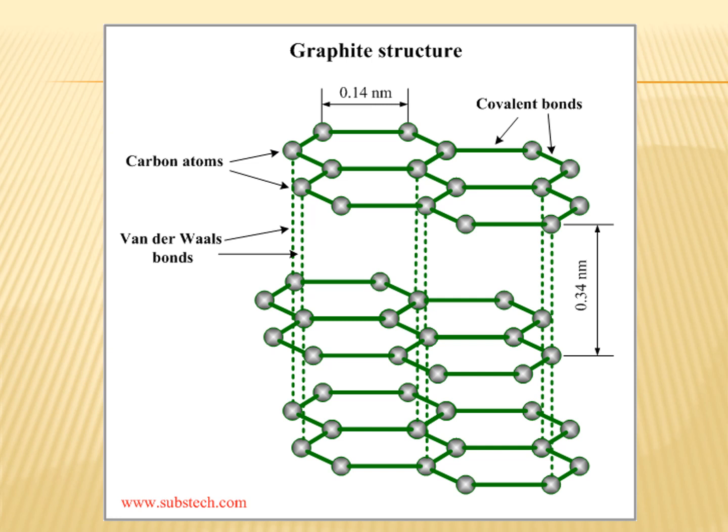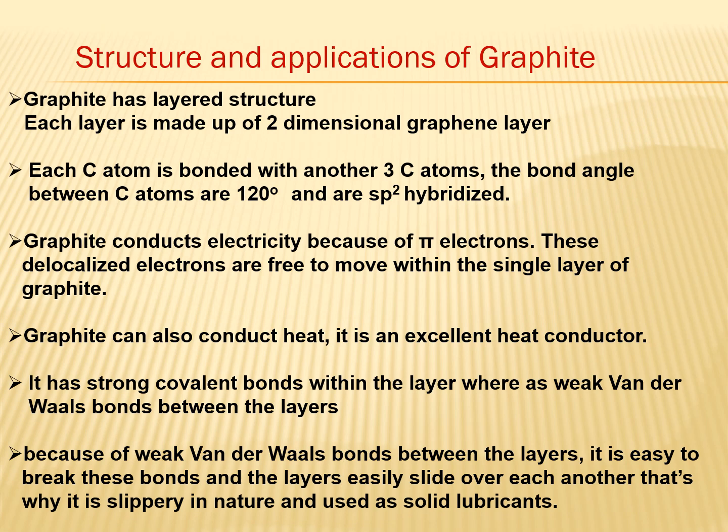Graphite conducts electricity because of pi electrons. These electrons are free to move within a single layer of graphite. Whenever you have a structure that has charged particles that are free to move, those structures can conduct electricity. Graphite can also conduct heat. It is an excellent thermal conductor.